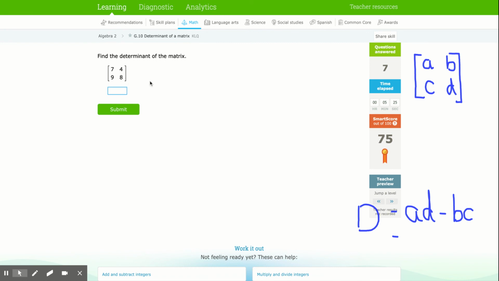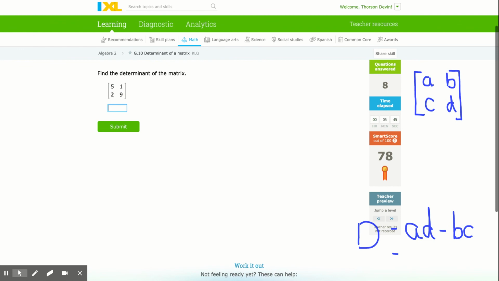7 times 8 is 56. This one it looks like I might write down just to be safe. 56 minus, and that's those two multiplied together. 4 times 9 is 36. Oh, I could have done that. 56 minus 36 is 20. Watch your signs, by the way. A lot of students will mess up their signs when they start to throw negatives in these diagonals here because you're minus a minus, which means you're adding. So just watch your signs.